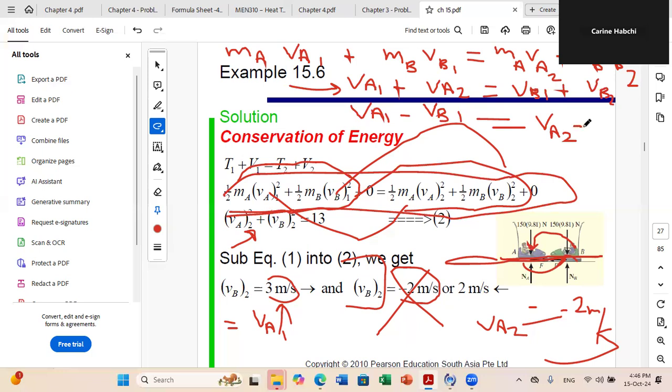But if you don't have the same mass, you can still apply this linear relation. So instead of having to deal with a second degree equation, it's much easier to deal with a linear equation. And then you will have two equations with two unknowns. You can solve for VA2 and VB2. Okay?